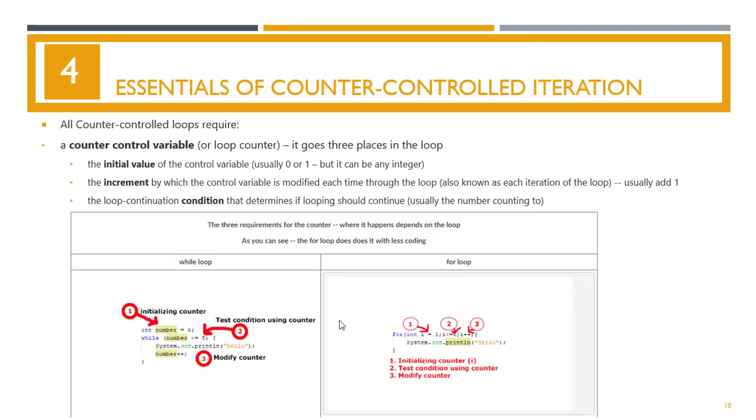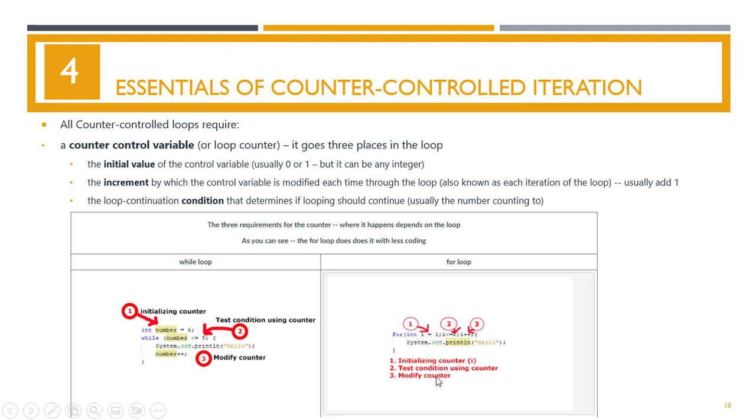All counter-controlled loops require a counter-control variable or a loop counter. It normally is initialized to 0 or 1, but it doesn't have to be. If you want to initialize it to 100, that's fine, as long as you know what you're doing and you're making the program do what it needs to do. And the increment is usually add by 1, right? I++. And then the loop condition, which is this part here, is the test. It determines true or false whether you want to remain in the loop.